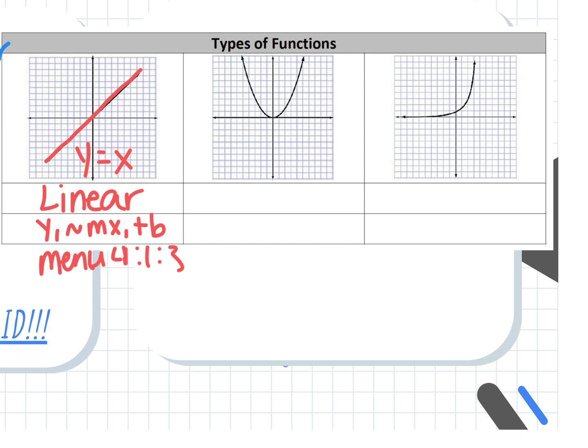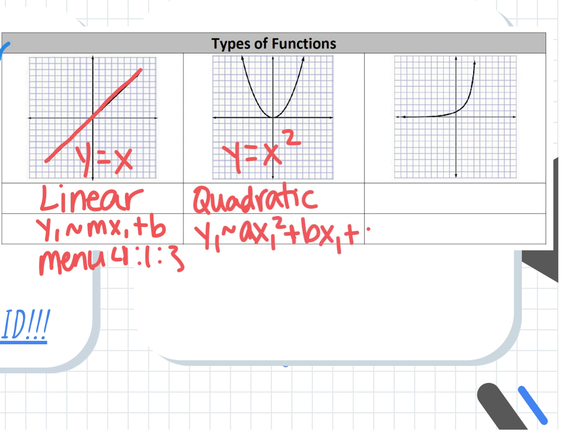What is it called when it looks like a U like that? It is a quadratic. The parent function for a quadratic is y equals x squared. y1 squiggle ax1 squared plus bx1 plus c. If you're using the yellow calculator, menu 416.